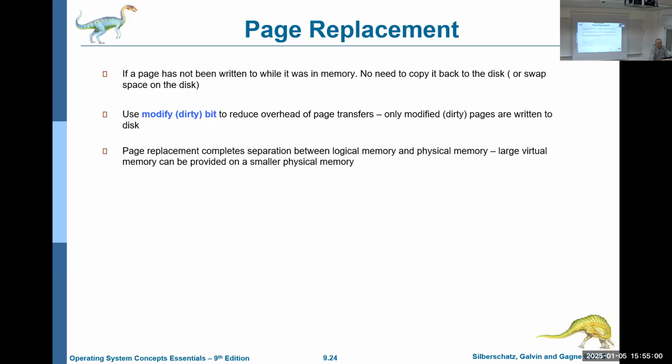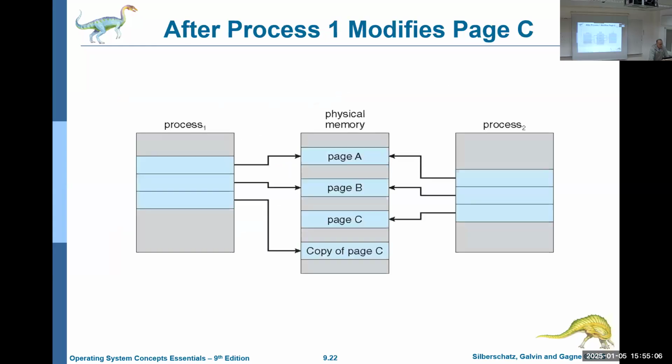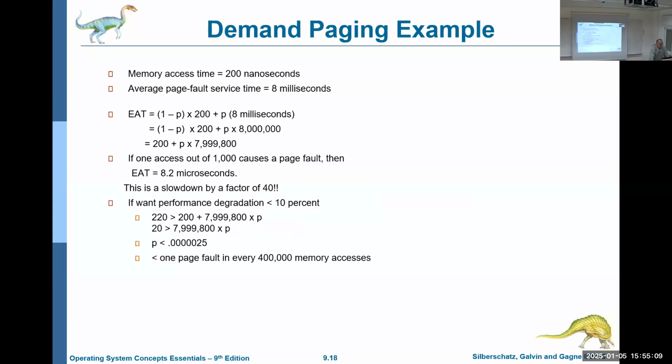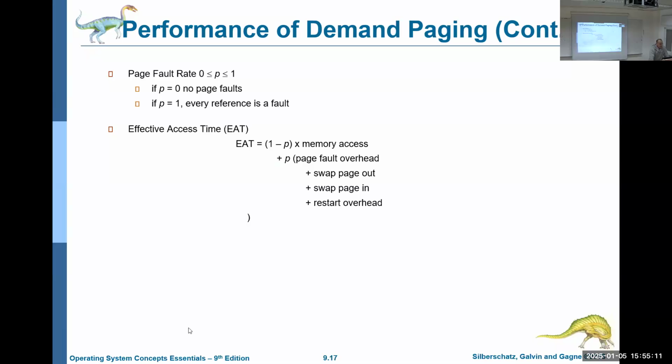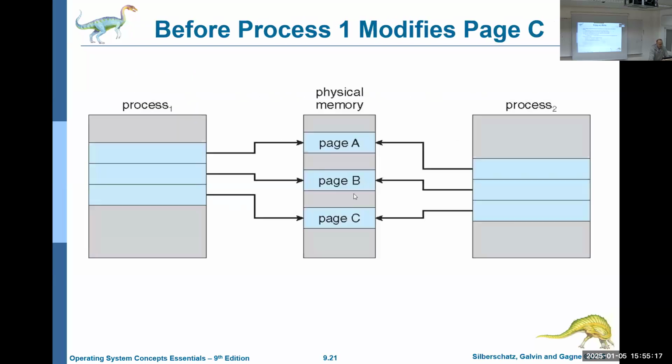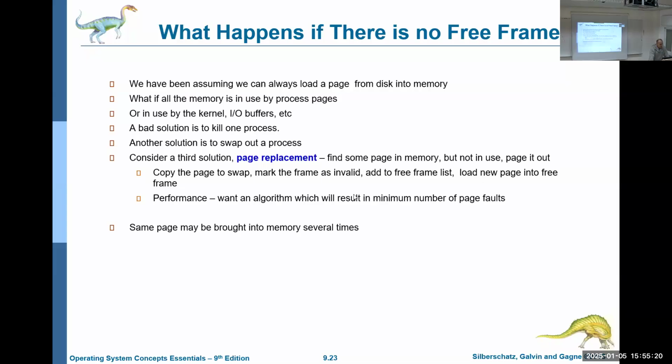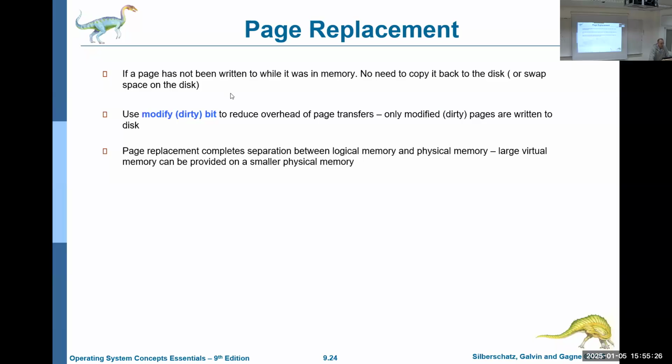Well, I think it depends on your algorithm, depends on what you're doing. Where does it say that we need to copy it every single time, even if it isn't modified? Oh, here, it says swap page out, also swap page in. I just thought that was like an option. And the thing that we just did, this one is copy the page to swap. Now he's saying, don't copy to swap, maybe, if it has not been written to while in memory. No need to copy it back to the disk. I think the disk is actually correct, and in parentheses, or swap space on the disk, that depends.